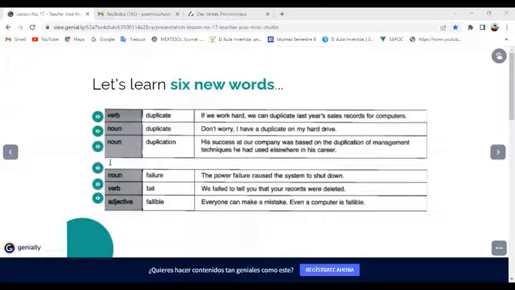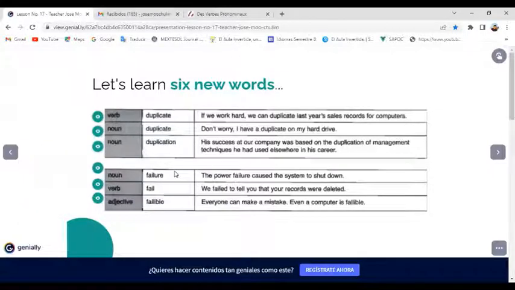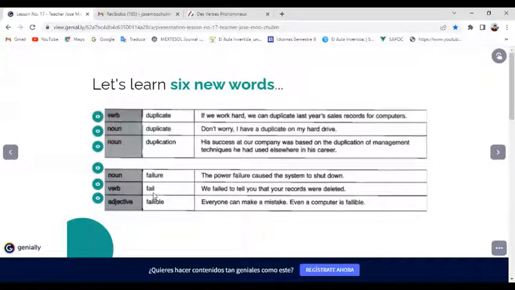Just to remember, duplicate is basically to make an exact copy of something. Hacer una copia exacta de algo. Okay, so we are in failure. That was the fact of someone or something not succeeding. El hecho de que algo o alguien. And then we have the word fail.